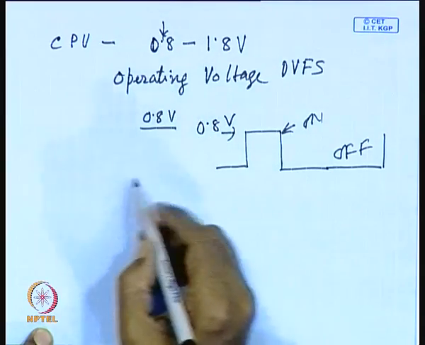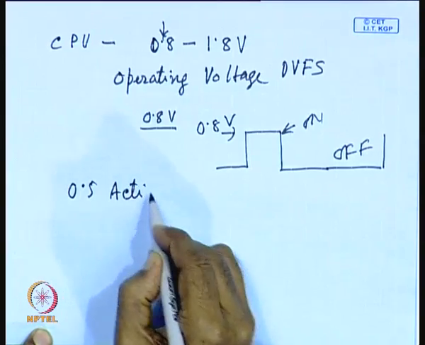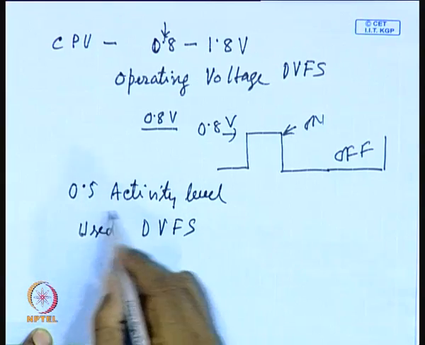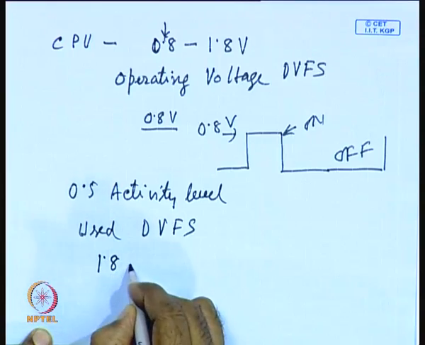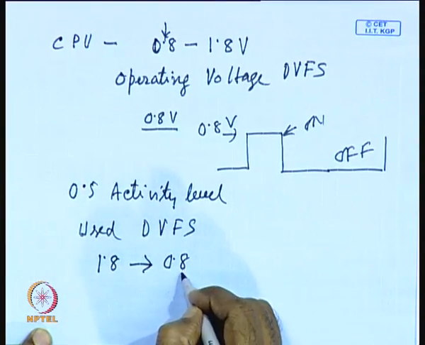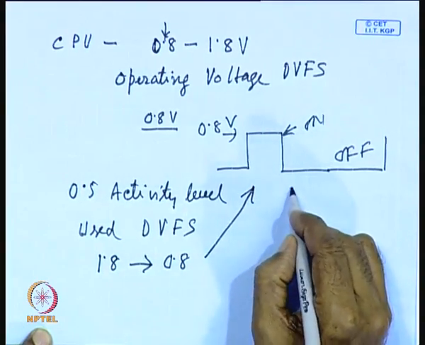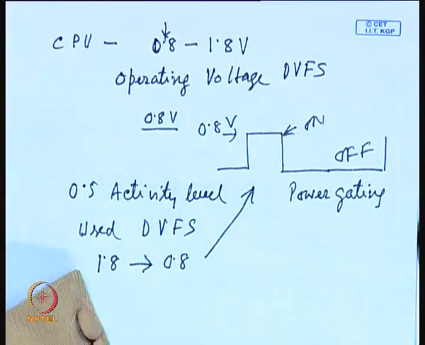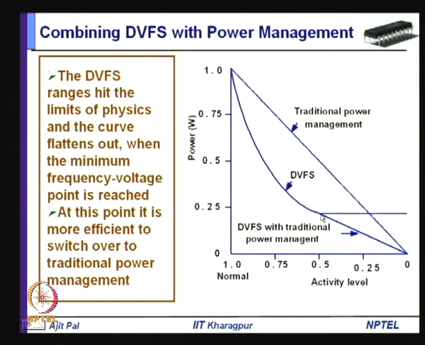Now, up to say 0.5 activity level, you have used dynamic voltage and frequency scaling. During this period the supply voltage has reduced from maybe 1.8 to 0.8. Since the supply voltage cannot be further reduced, you now use power management or power gating. So, you are combining two techniques. Up to this point, which corresponds to where the voltage level has reached its limit, 0.8 in this particular example, and beyond this, since you cannot reduce the supply voltage, you will be doing power management. So, you will control the duty cycle for power management, that means the on time of the CPU will be controlled depending on the activity level.